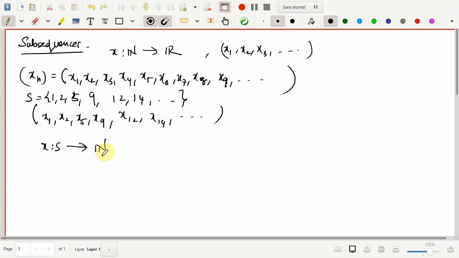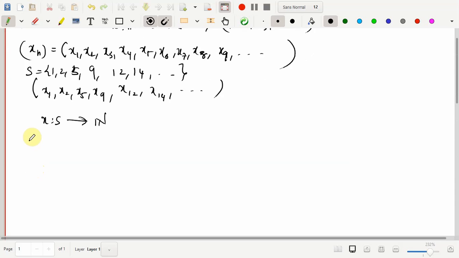Now we can generalize this. You can take the set S as anything, and you can derive as many subsequences as you want. Because the set of natural numbers is infinite, you have infinite choices of an infinite subset of the natural numbers. This is just one example. Mathematically, we write it as a restriction of x to an infinite subset of the natural numbers. So let's write down the formal definition, and then a couple of examples.